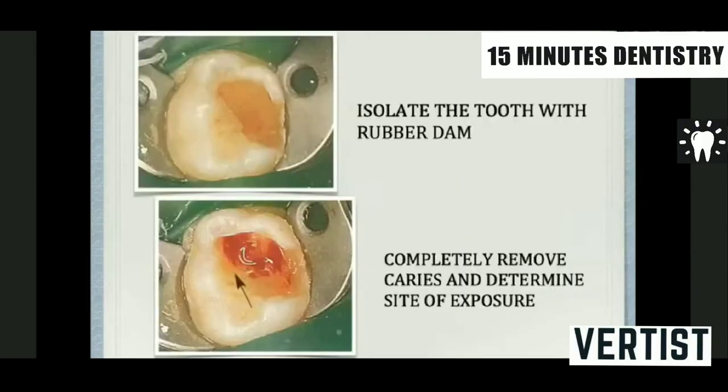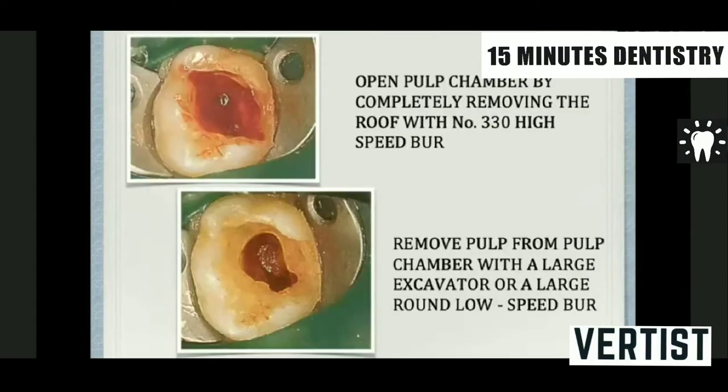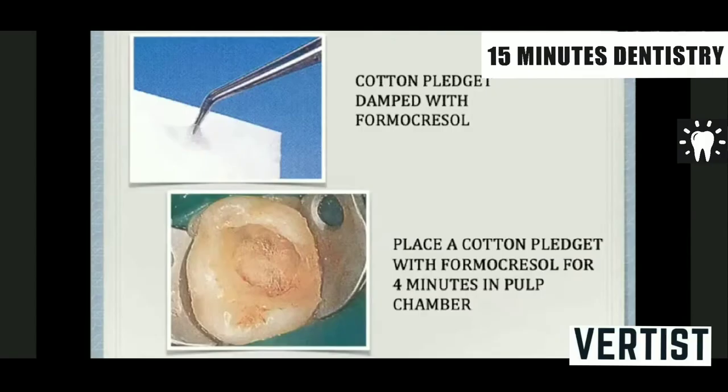We will see the clinical pictures of it. After proper anesthesia of the tooth, it is isolated with the use of rubber dam. Then completely remove the caries and determine the site of exposure, followed by opening the pulp chamber completely by removing the roof with a number 330 high-speed burr, and remove the pulp from the chamber with a large spoon excavator or a large round burr at slow speed. Once that is done, a cotton pellet dampened with Formocresol, with the excess Formocresol squeezed out, is used.